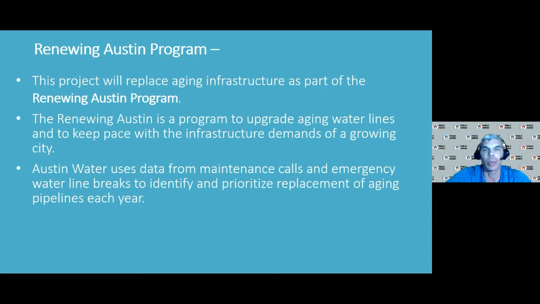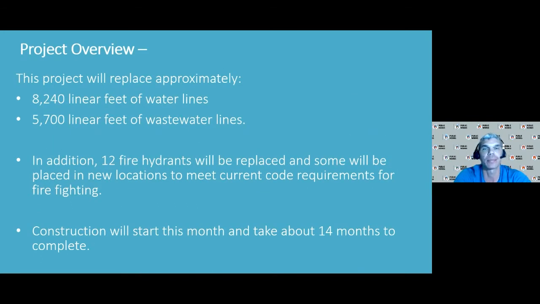So this project is a little over 8,000 linear feet of water lines and about 5,700 linear feet of wastewater lines that will be replaced. In addition, 12 fire hydrants will be placed in new locations to meet current code requirements, again trying to keep up with the demands of the city. As for when construction will start, we anticipate starting later this month, on October 26th, and we believe the project will take about 14 months to complete.